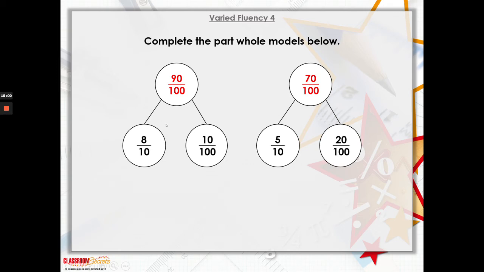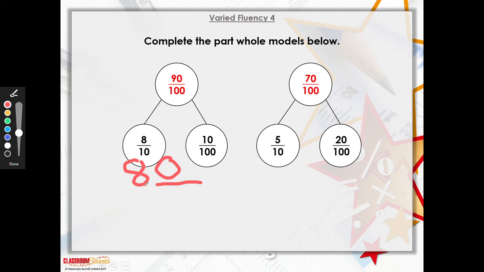Because if I was to show that on my 100 square, I'd colour in 8 of those rows because each row is worth 10. So if I draw underneath it, 8 tenths is equal to 80 hundredths. Basically, I'm just multiplying both numbers by 10. So 8 times 10, 10 times 10. That's actually equal to 80 hundredths.